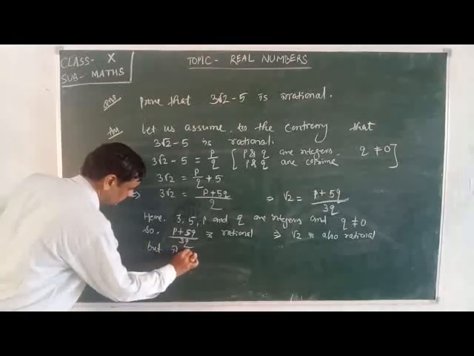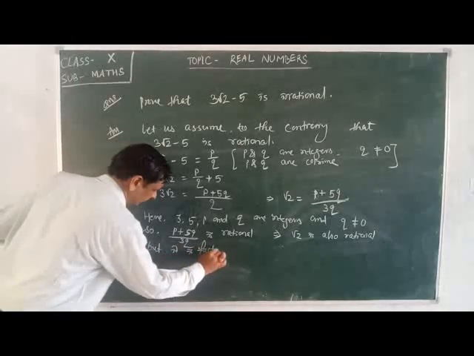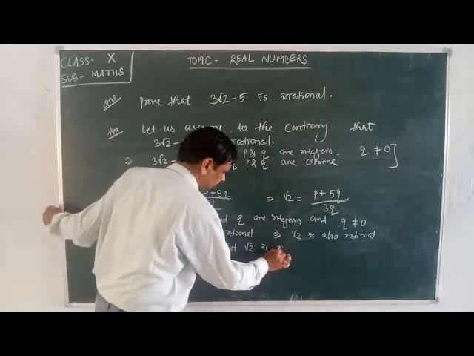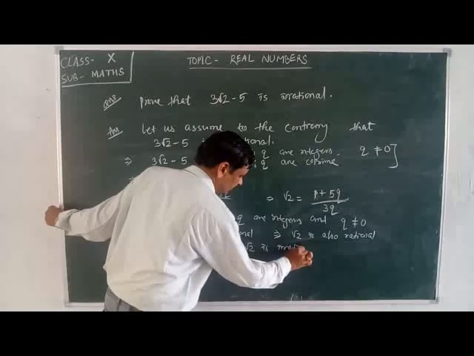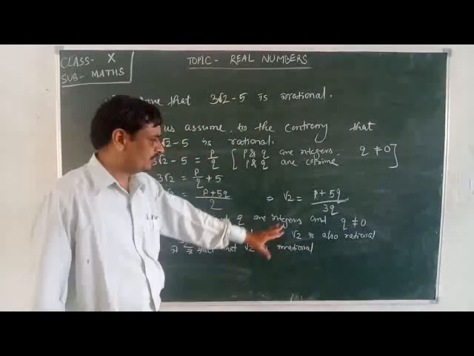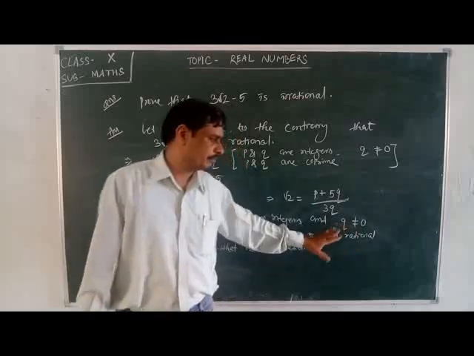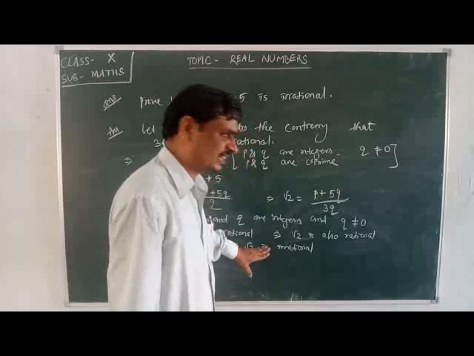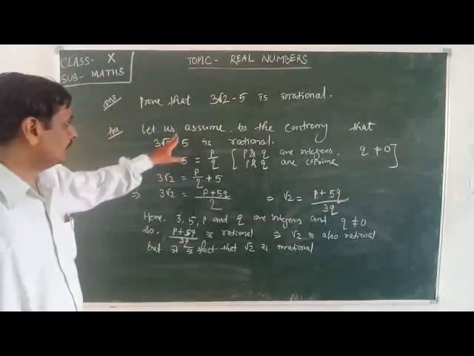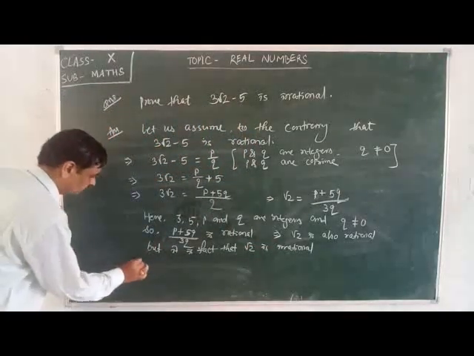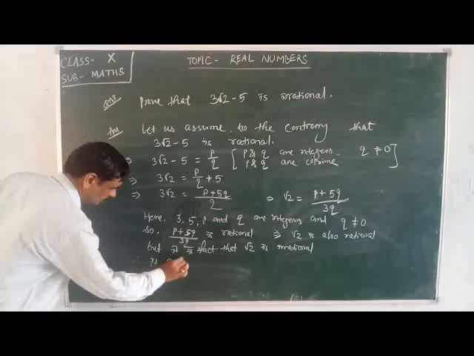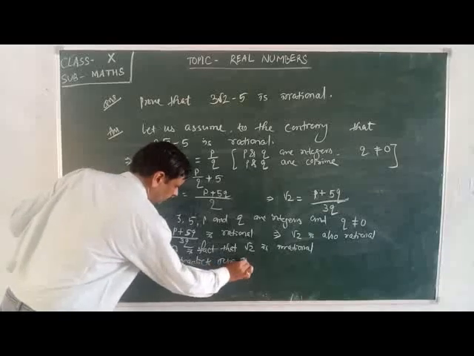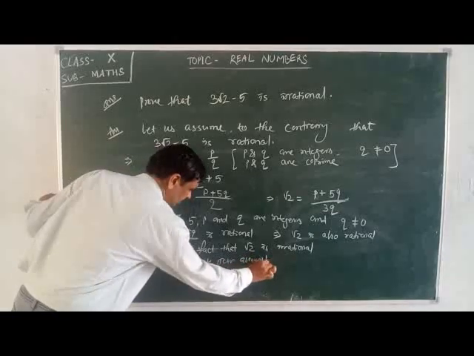Here we got root 2 is rational, but the fact is root 2 is irrational. So this statement contradicts our assumption. Therefore, it contradicts our assumption.